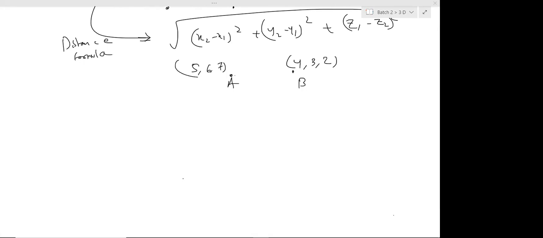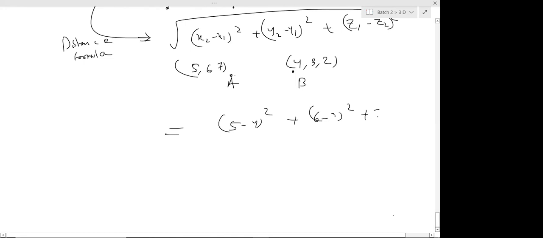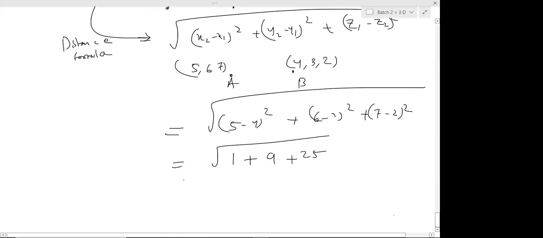All right. Let's see how to find this. Root 35. So this is 5 minus 4 whole square, 6 minus 3 whole square plus 7 minus 2 whole under root. So this is 1 plus 3 square is 9 plus 5 square is 25. So under root 35. Absolutely right. Rahman, this is clear? Yes, to find distance?